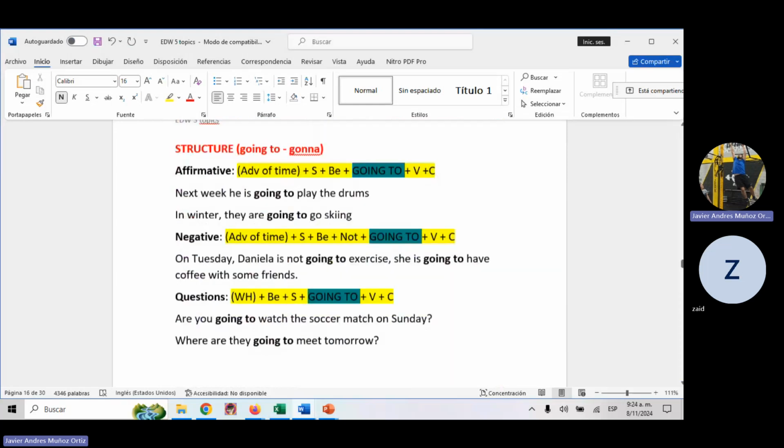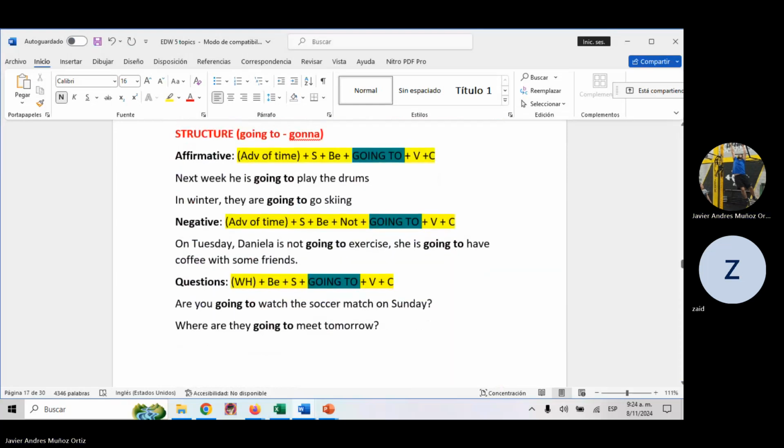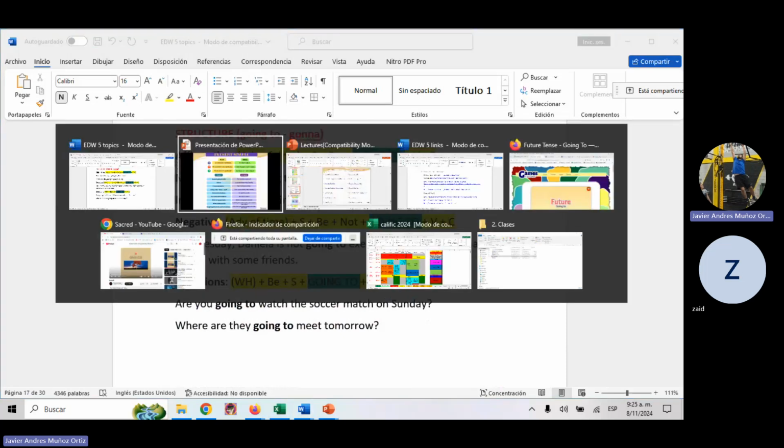In terms of grammar, future with going to is pretty much the same as present continuous. But the main difference is that we are going to work not with two verbs, but three, because we have the verb to be, we add the words going to, and the main verb is going to be in its basic, bare, or infinitive form. So this is it for this session, for today's lesson.